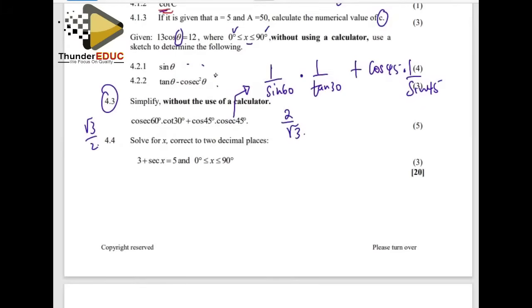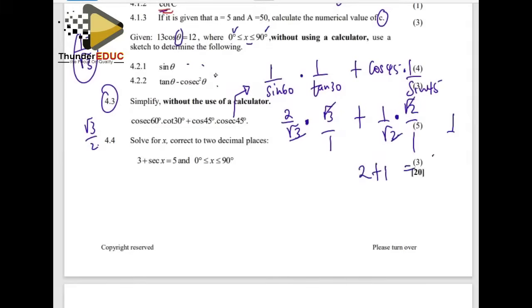Then the tan of 30. How do we get the tan of 30? It's going to be 1 over the square root of 3. But since we have the cot, that's going to be root 3 over 1, plus the cos of 45, which is 1 over root 2, multiplied by the cosec, which is root 2 over 1 when you switch it around. So the 3 cancels the 3, and the root 2 cancels the root 2. You'll be left with 2 plus 1, which gives us 3 as the answer.